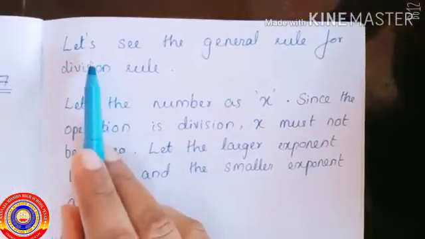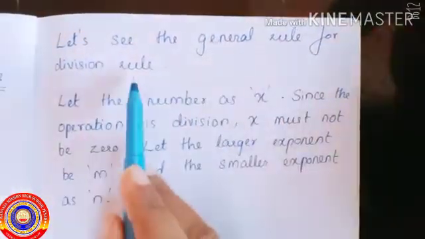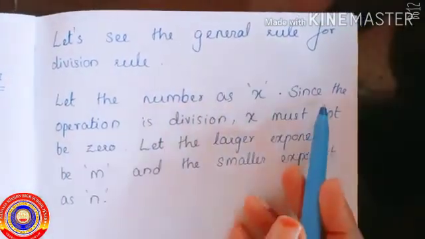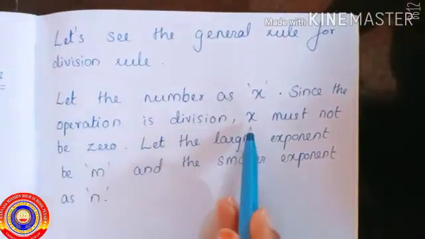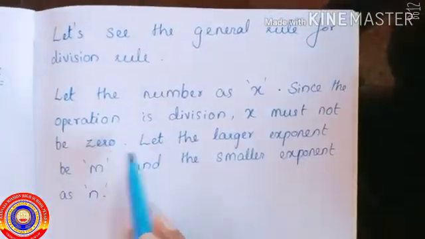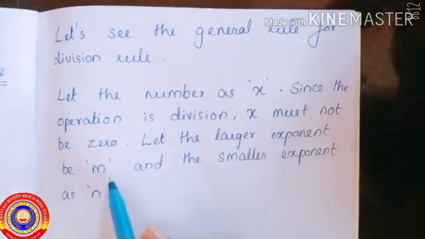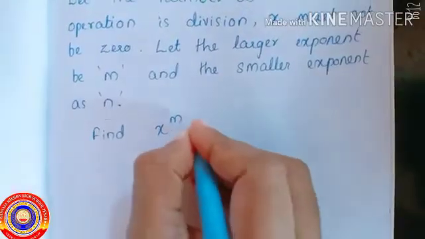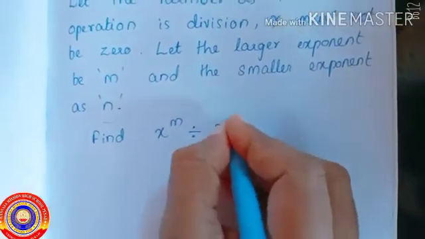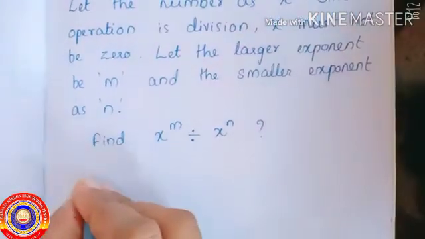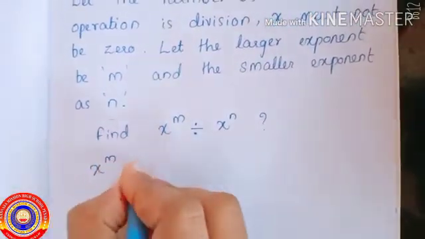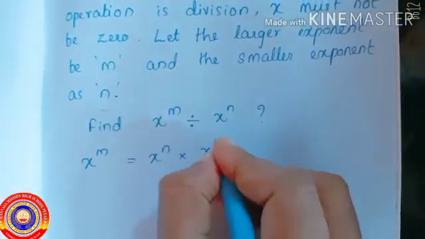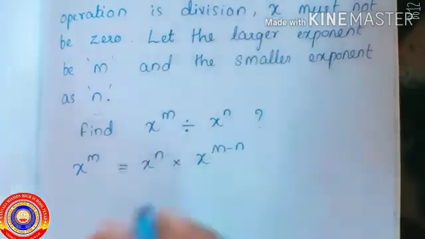Okay children, let's see the general rule for division. Let the number be x. Since the operation is division, x must not be 0. Let the larger exponent be m and the smaller exponent be n. So how do we find x raised to m divided by x raised to n? Yes, x raised to m is equal to x raised to n into x raised to m minus n.